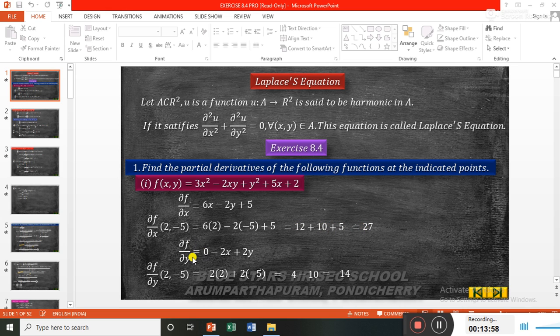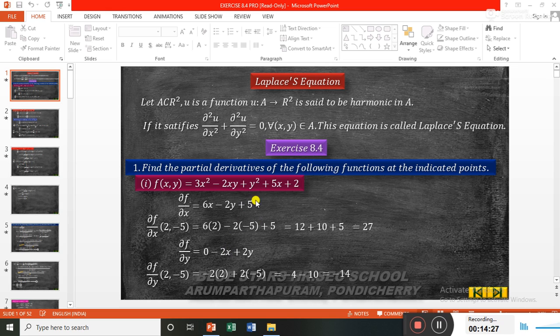Therefore, dou f by dou y. Now I differentiate: the function is partially differentiated with respect to y. The first term has no y, so it is a constant, and the differentiation of a constant is 0. So the first term is 0. Next term, here we differentiate only y. Minus 2x is a constant, and the differentiation of y is 1. So I write minus 2x.